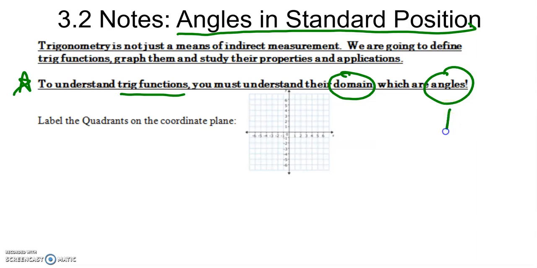But in this section, I want to reiterate something from geometry, that angles could also be viewed as a rotation or a change from one place to another. And that'll be symbolized in just a minute. Before we do that, though, I want to look at the quadrants on a coordinate plane and remind you about which quadrant is what, because that'll also be useful for this unit.